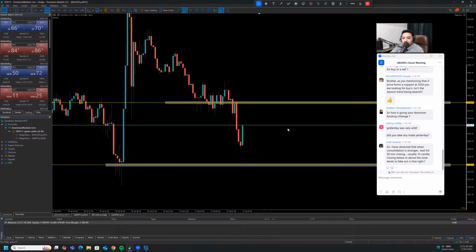Sir, I have observed that when consolidation is stronger, wait for the 30 minute closing. Usually a 50-minute close below or above the zone tends to fake out. Is that right? No, it depends on the condition of the market. If a 50-minute candle is clearly showing you the volume there, then why not be a part of the 50-minute time frame? But yeah, 90% we only stick with the 30 minute. The 30 minute is actually stronger than the 50-minute time frame, so sticking with the 30 minute is a viable thing, I would say.